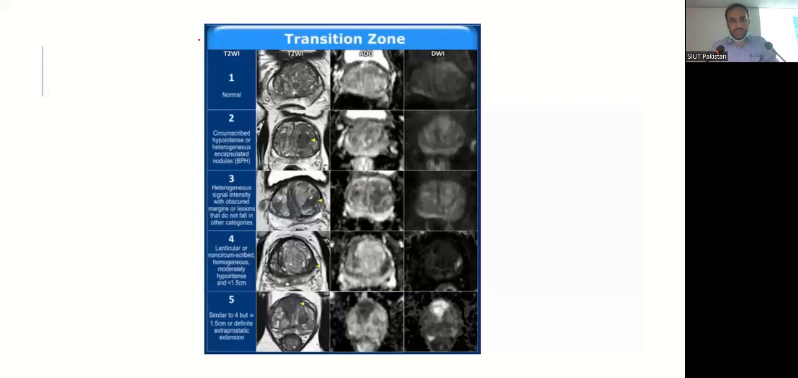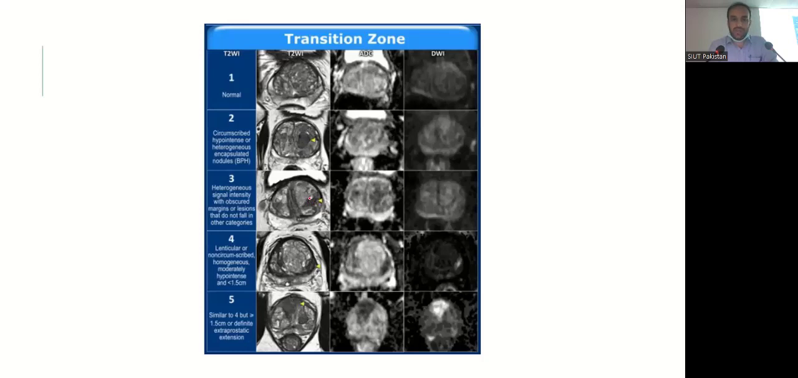Transition zone: T2 weighted imaging is better used for the transition zone. This picture shows T2 weighted imaging of a normal transition zone. Here is a hypointense, heterogeneous, encapsulated area on the left side of the prostate, in the left transition zone. This one is the heterogeneous and encapsulated area.